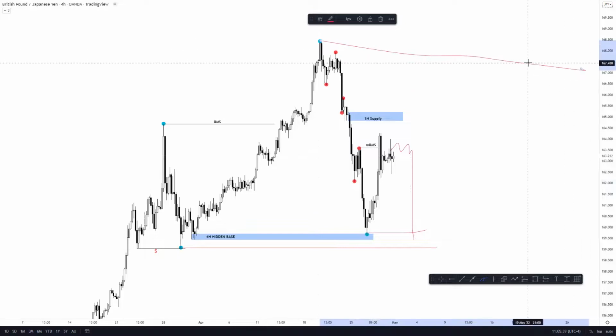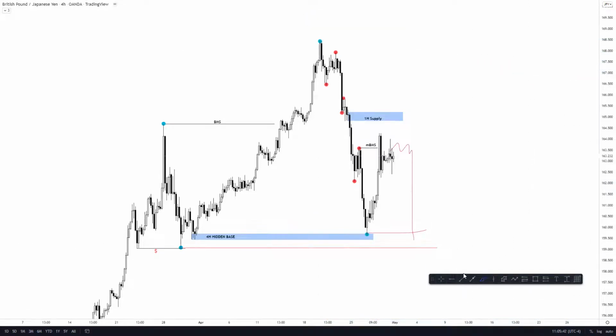I have a question, bro. In trading, what time frame do we use to find the external range? One hour, four hour? Four hour. Yeah.